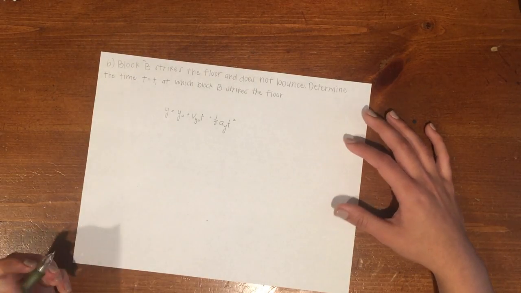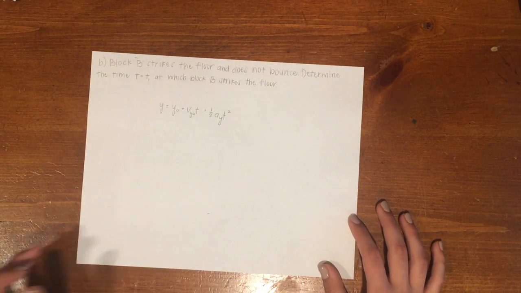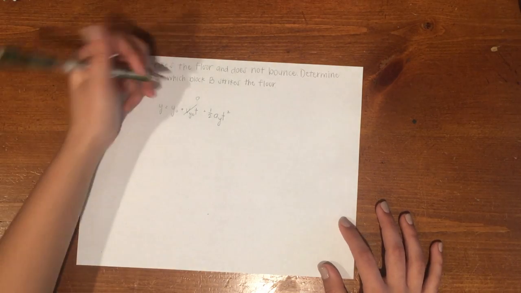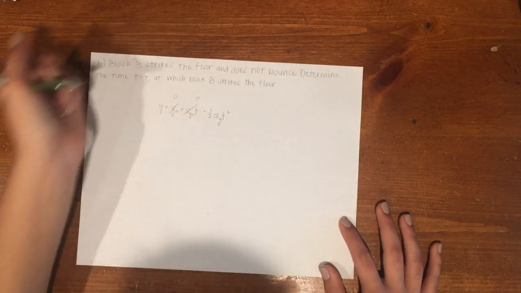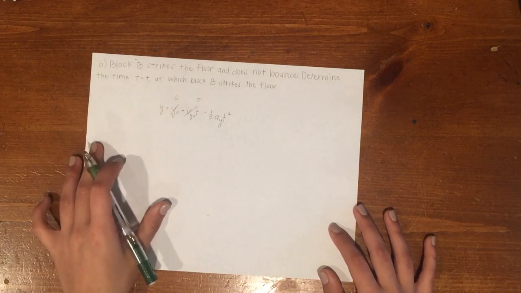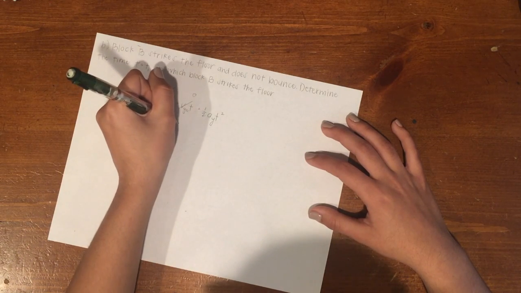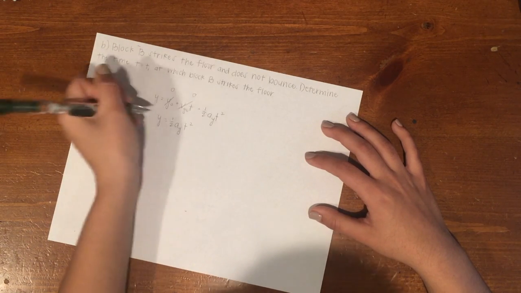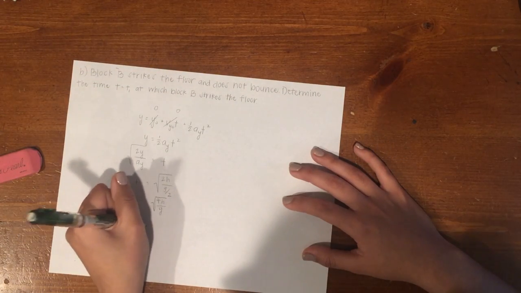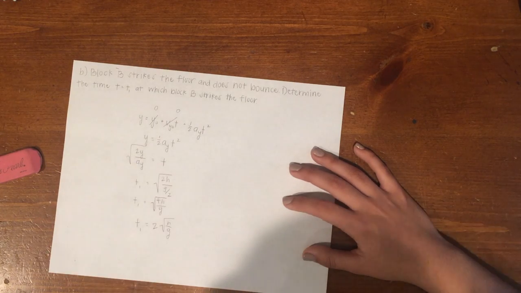Okay, so if you remember, it said that the block was released from rest, so it has no initial velocity, and we can say that y initial is 0. So we need to solve for t, so y equals 1/2 a t squared. t1 is equal to 2 square root of h over g.